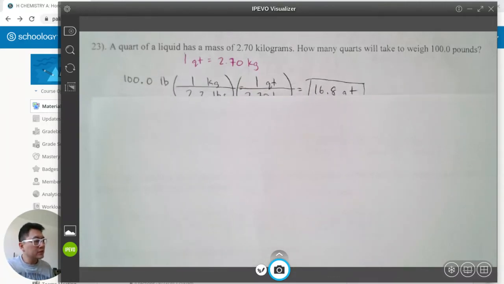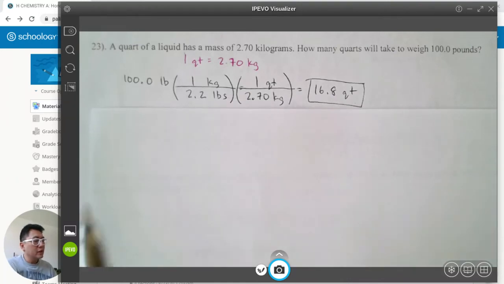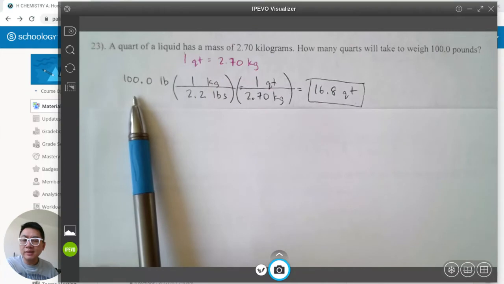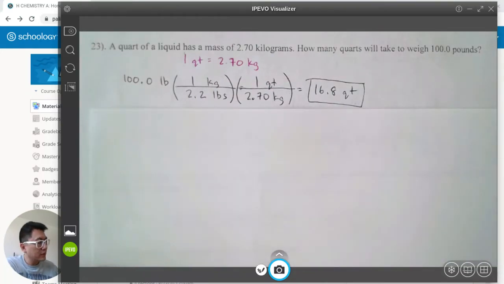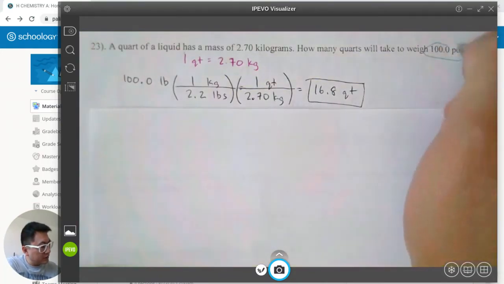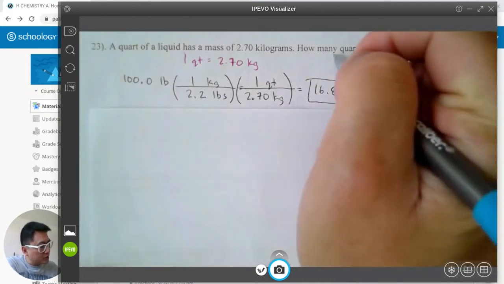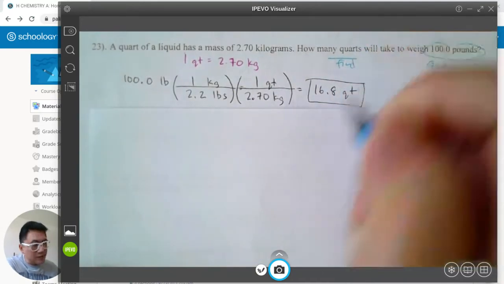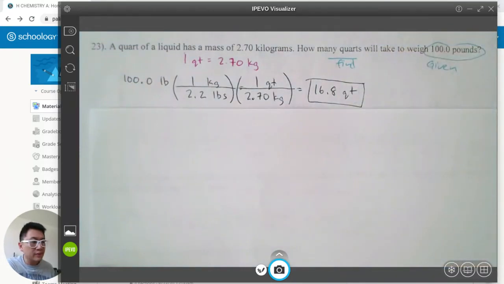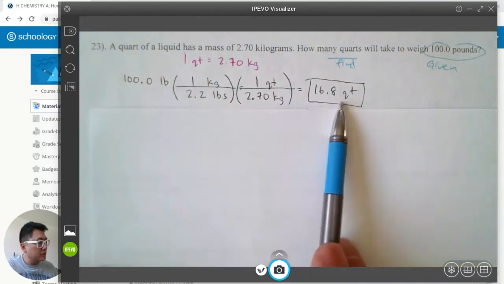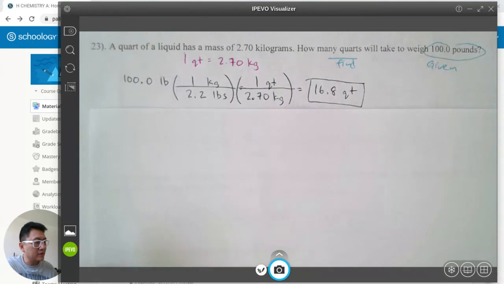Going over this answer, I had 16.8. Start off with the 100 pounds, the given. I always start off with the given. I'm just circling it and writing it down as given. The question, what I'm trying to find, is the number of quarts. So given 100 pounds, how many quarts is that?